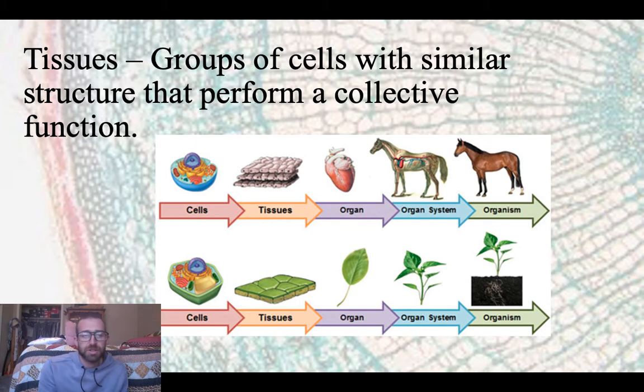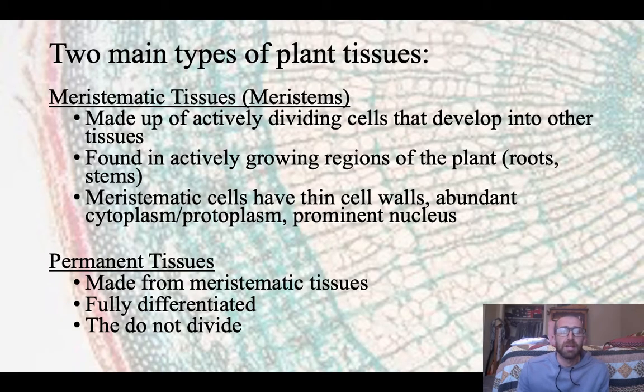We started with our cells. Now we're looking at groups of cells that are all performing a collective function. Now when we're talking about plant tissues, we have two main types. We have meristematic tissues, or meristems, and we have permanent tissues. Now, meristematic tissues are made up of actively dividing cells that are going to develop into other types of tissues, and that's the big differentiation. Meristematic tissues are made up of actively dividing cells.